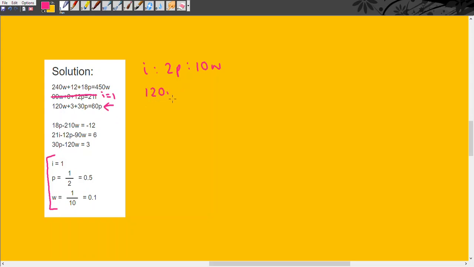So there's 120 wheat plus 3 plus 30 pigs equals 60 pigs. So the first thing we can do, we can take 30 pigs off both sides. So 120 wheat plus 3 equals 30 pigs. Then I'm going to take 3 off both sides because we're trying to end up with 1 wheat at the end. So 120 wheat equals 30 pigs minus 3. And then we're just going to divide both sides by 120. So then we end up with our 1 wheat here.